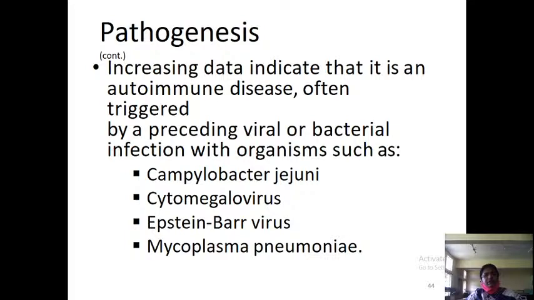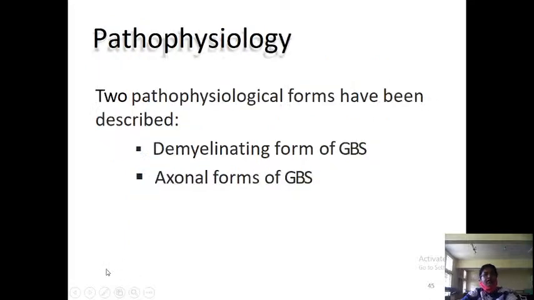So what is the pathogenesis? There is increasing data which indicates that it is an autoimmune disease, often triggered by a preceding viral or bacterial infection. The causative agents would be Campylobacter jejuni, cytomegalovirus, Epstein-Barr virus, and Mycoplasma pneumoniae. Then there are two main types, the demyelinating form and the axonal form.